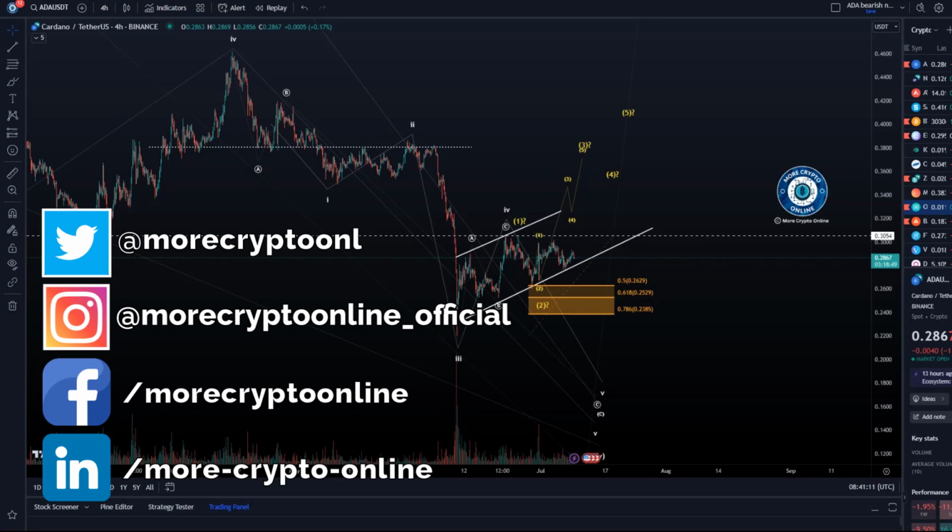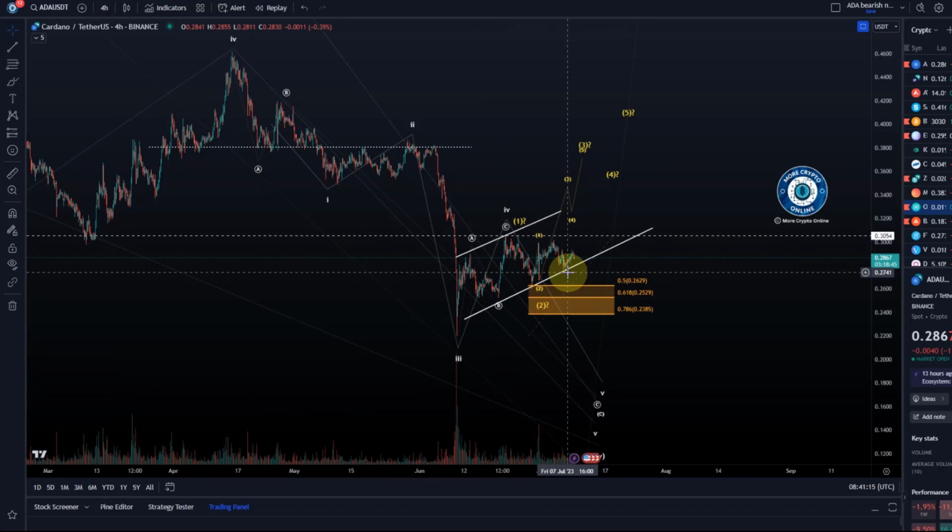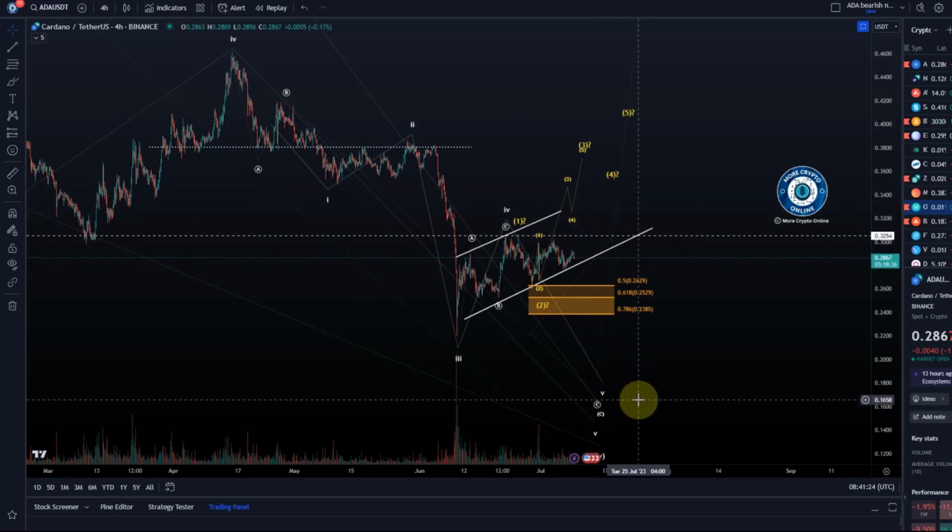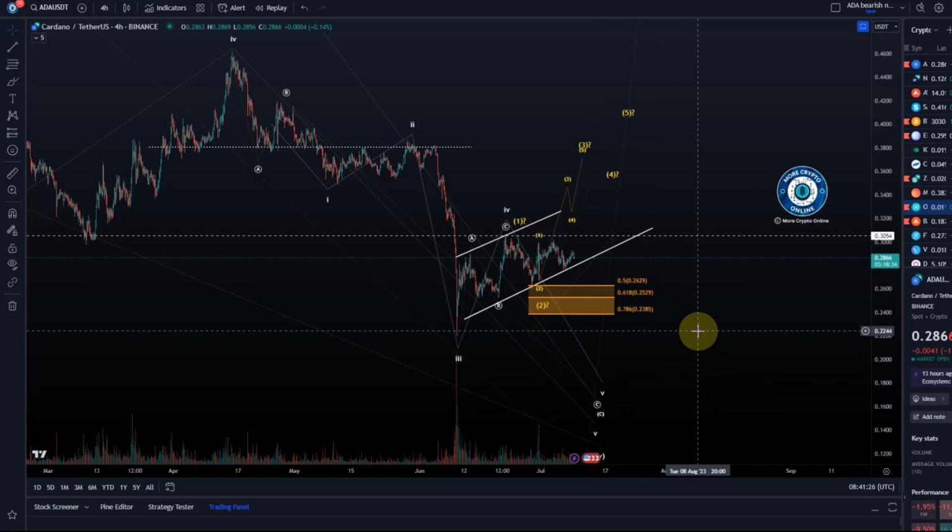ADA is testing our patience like many other coins at the moment, literally just moving sideways, just moving in a range. I think it's worth highlighting again the relevant levels for a breakout, as well as the relevant wave counts and the levels that are revealed by these wave counts.